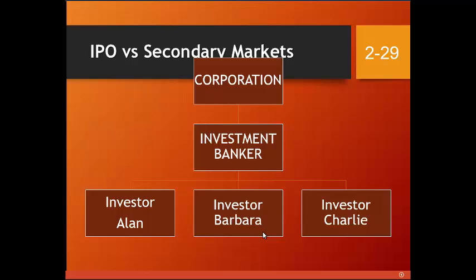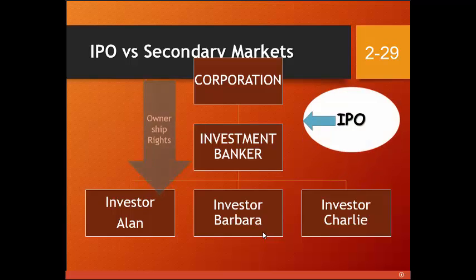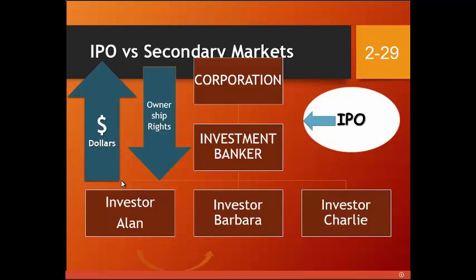The flow of activity goes something like this. During the IPO, the corporation would issue certificates, either a bond certificate for debt securities or a stock certificate for equity securities, to the initial investor. In exchange, the initial investor, through the investment banker, would send dollars to the corporation. That is the extent of the initial public offering.